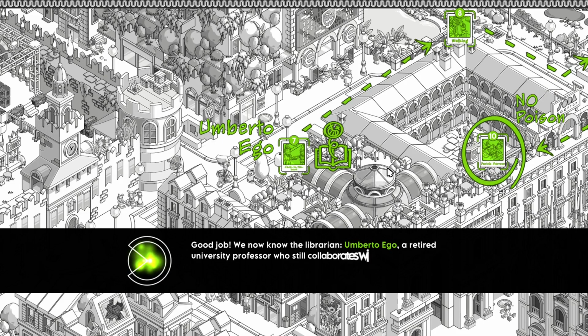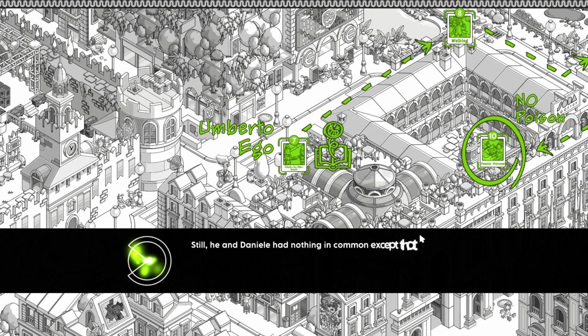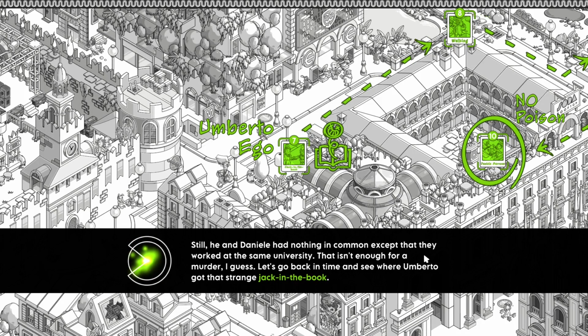Umberto Eco, a retired university professor who still collaborates with the library. He wrote a single book, an obscure and enigmatic text called Ra and the Pendulum. Still, he and Daniel have had nothing in common except they worked for the same university. That isn't enough for a murder, I guess. But let's go back in time and see where Umberto got hit with that strange jack.